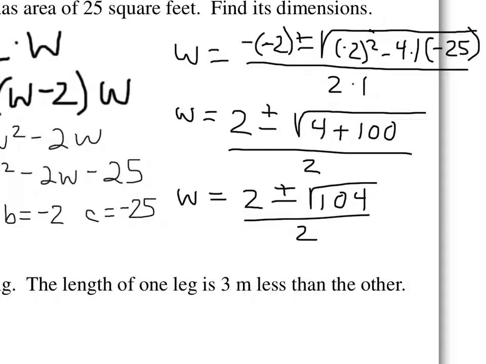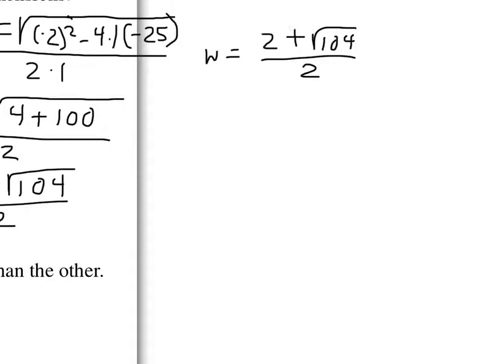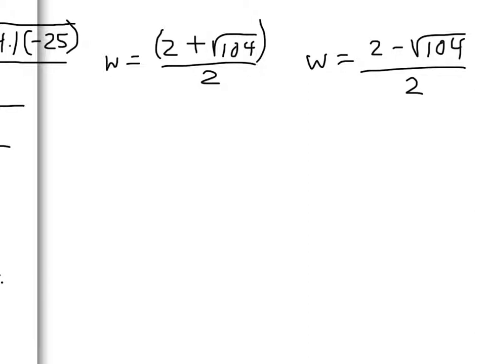We have one involving 2 plus the square root of 104 over 2. And the other possible answer is W equals 2 minus the square root of 104 over 2. Now, you can put this all in your calculator at once. You could put parentheses around this so that you added that before you divided by 2.